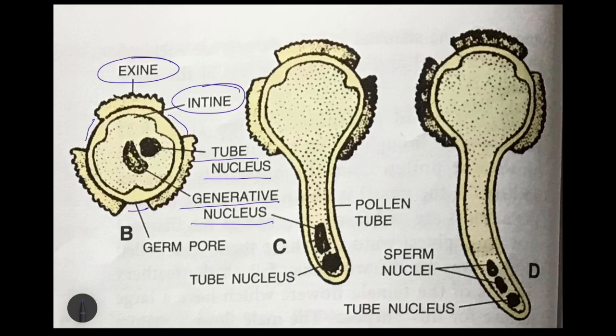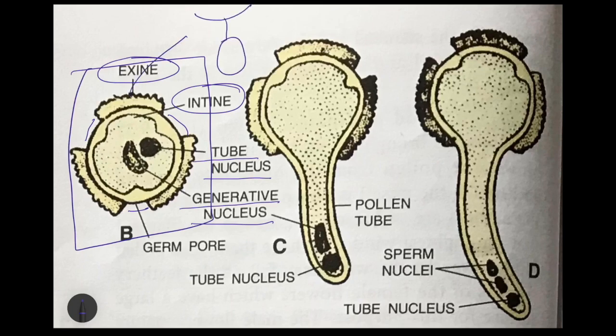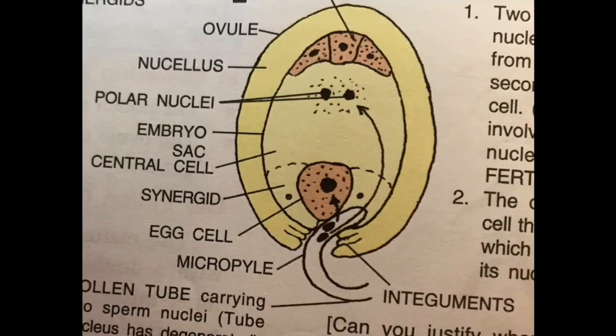So, it is at this stage that it is transferred to the stigma. Okay? So, further changes take place in the pollen grain only after it falls on the stigma, but remember it must be of the same species. Okay, so next we will talk about ovule.